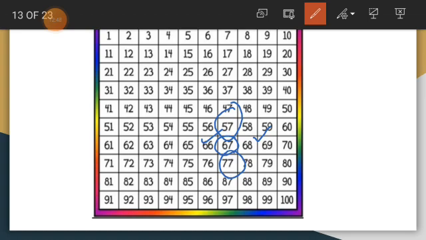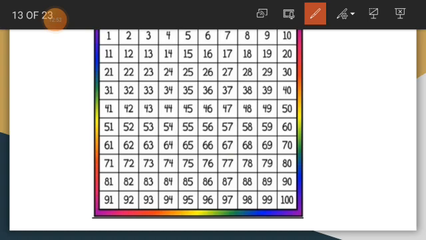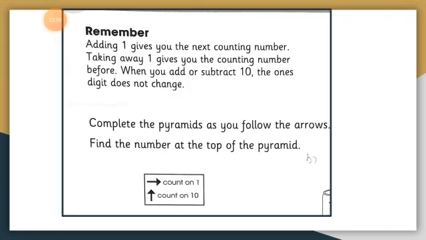Fine. This is how you can take the help from the 100 square chart. Now I have erased my rough work. Move to the next slide. Okay, here is the detail of page number 38.